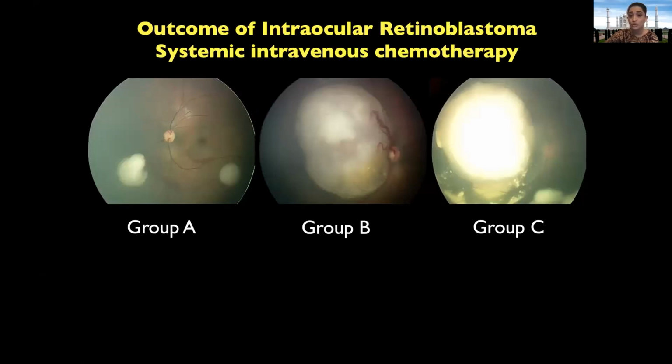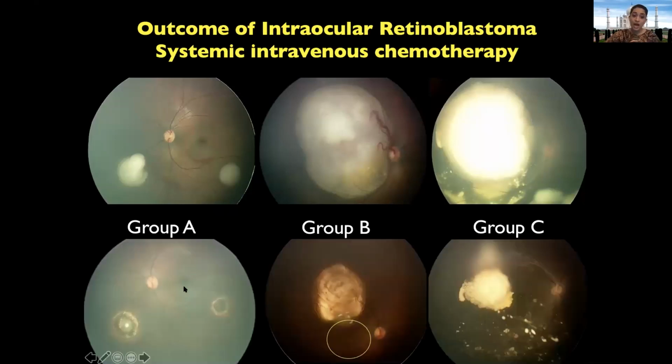So I'm going to show you a few pictures very quickly because of the time constraint. The outcome of intraocular retinoblastoma with systemic intravenous chemotherapy. So 95% of the patients that I treat in India with retinoblastoma is systemic chemotherapy. So as you can see here, group A, it's completely regressed, eye salvaged, vision salvaged, and this was a large tumor which was occupying the macular area of the eye. And once it was chemo reduced with application of laser, you can see even the foveola is spared over here with eye salvage, vision salvage.